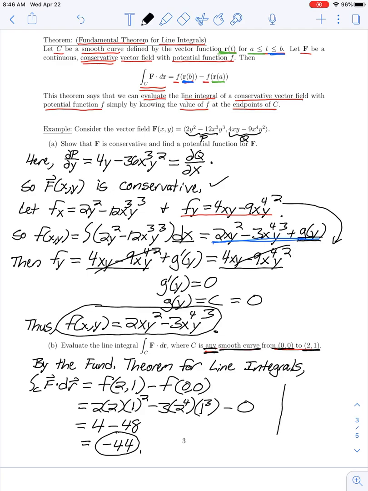So in this example, let's think about what this is implying.